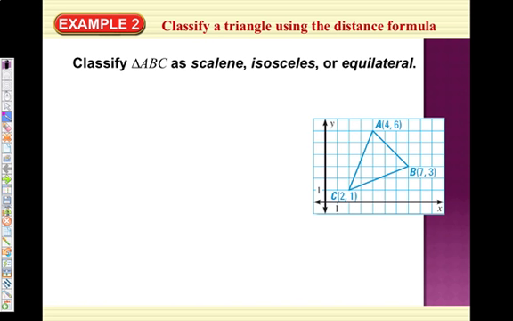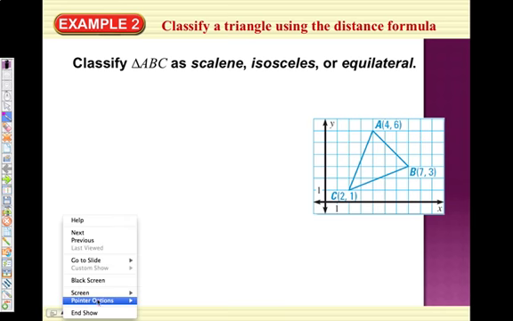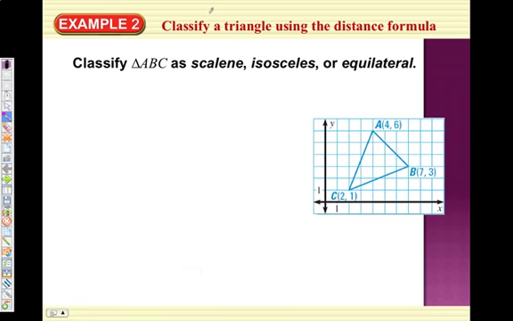Okay. Example number 2. Classify a triangle. So you're going to classify, meaning is this scalene, is it isosceles, is it equilateral? Okay, well, equilateral means all sides are the same length. Okay, you probably want to write this down. I'm not going to write it down. Equilateral, all sides are the same length.